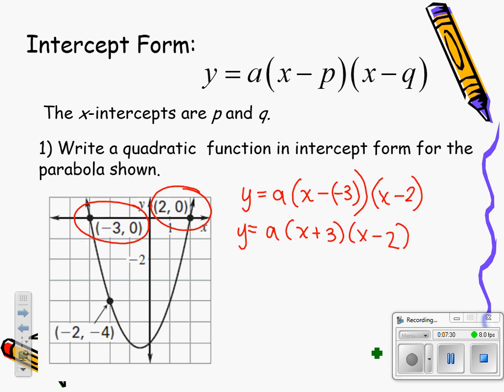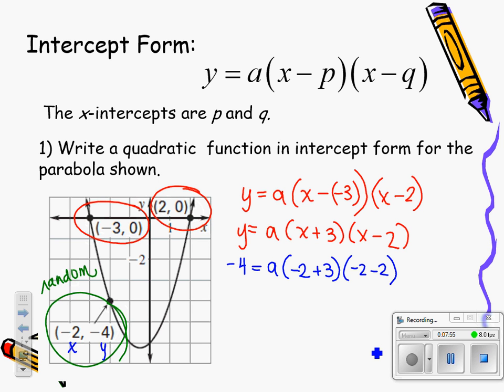And now what I'm going to do is I'm going to plug in my random point. Here's my random point. And solve for my a. That's what I'm always looking for. I'm trying to find that a. So my random point is -2, -4. So I'm going to go -4 equals a times (-2 plus 3) times (-2 minus 2).